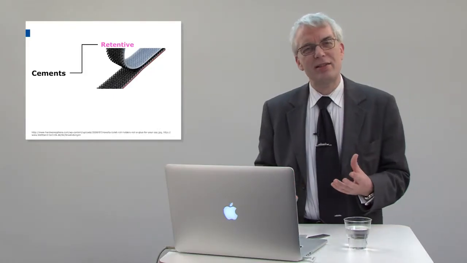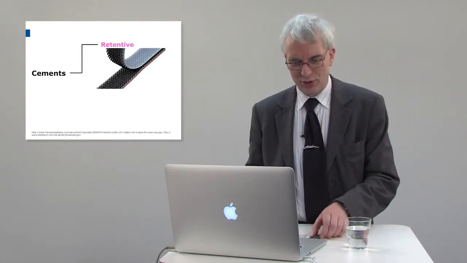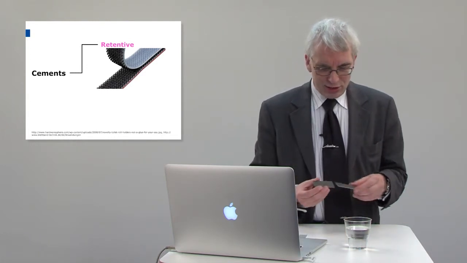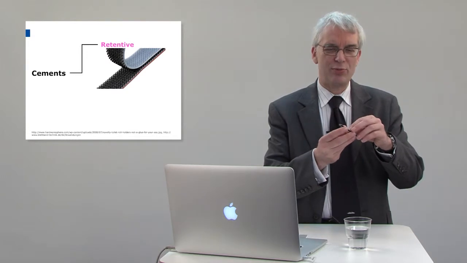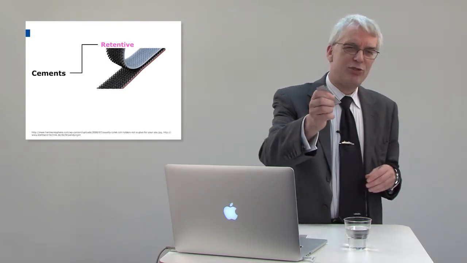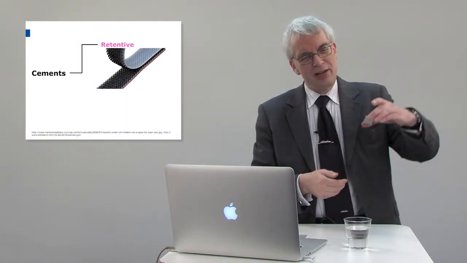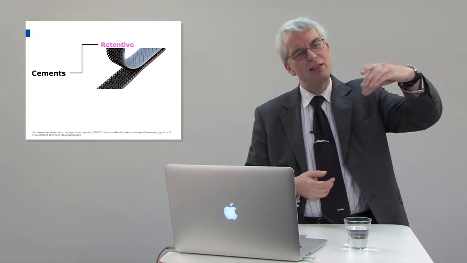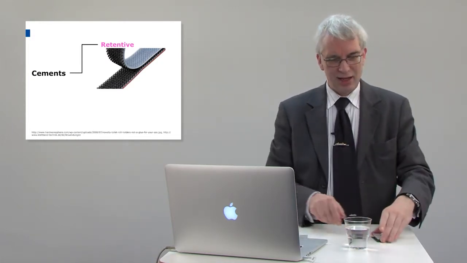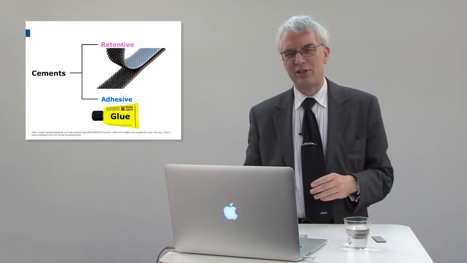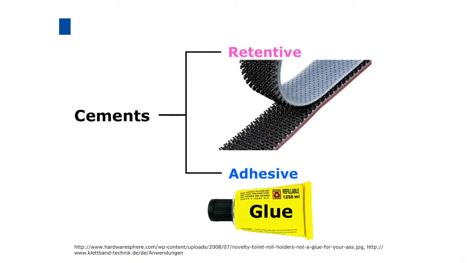Group number one is the retentive cements. And to illustrate this, I brought these two strips of abrasive paper. If I put these two strips of abrasive paper together and I try to move them, they don't move because they interlock. But even though the interlocking, the friction part is good, adhesion is zero. So this is the other part, the interesting part, and that is adhesive cements.